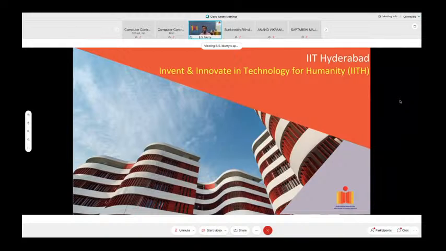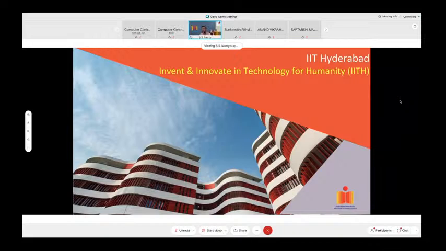And that's exactly what you are entering into, an institute where a lot of people have done a lot of great work, both the faculty and the students, and brought a name that you see as IIT Hyderabad. And you are all going to carry that name forward. And I'm sure with a lot of passion and with a lot of perseverance, you are going to achieve that without any doubt.